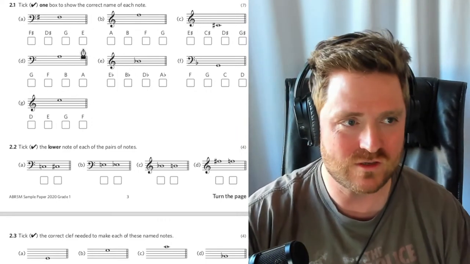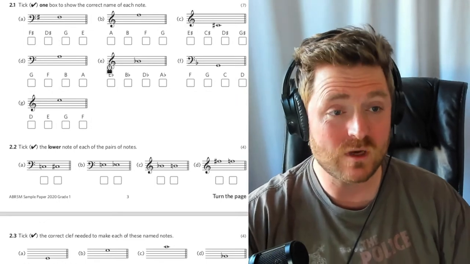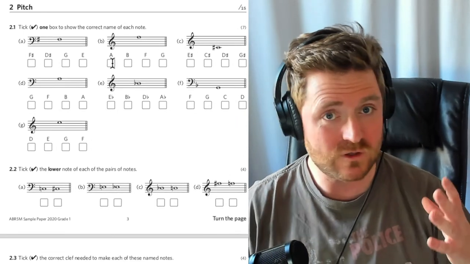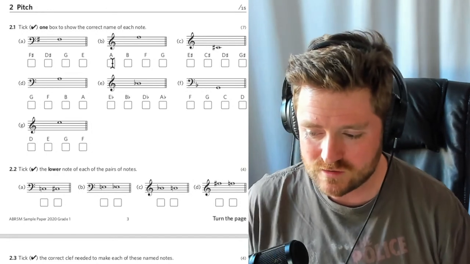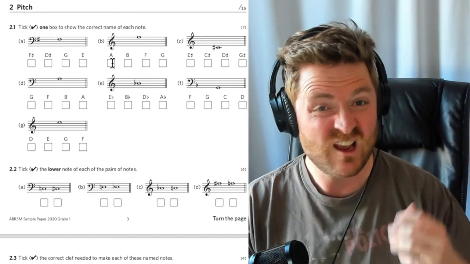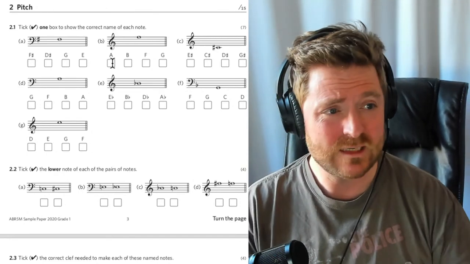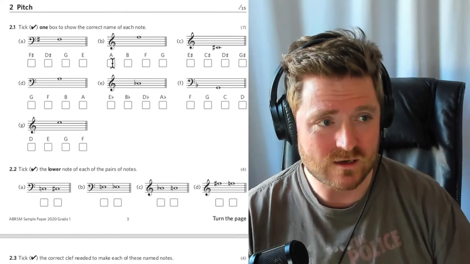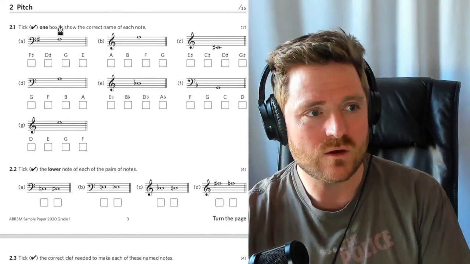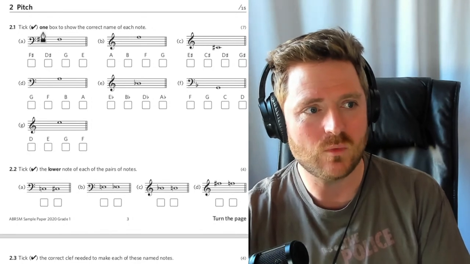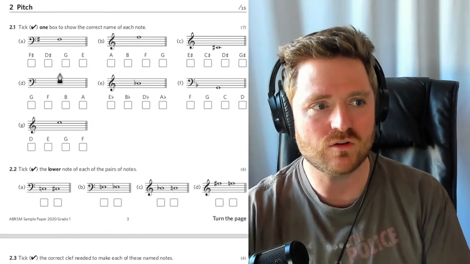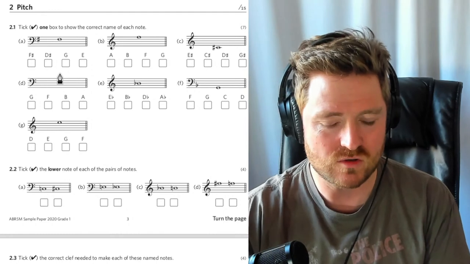Let's have a look at the pitch section here. And we have spent quite a bit of time looking at pitches. I've given you some quite, I think, cheeky, useful little tips and tricks. Father Charles goes down and all the rest of it, and taught you where the lines are. So let's have a look here. So we're being given an option here. So we tick one box to show the correct name of each note.